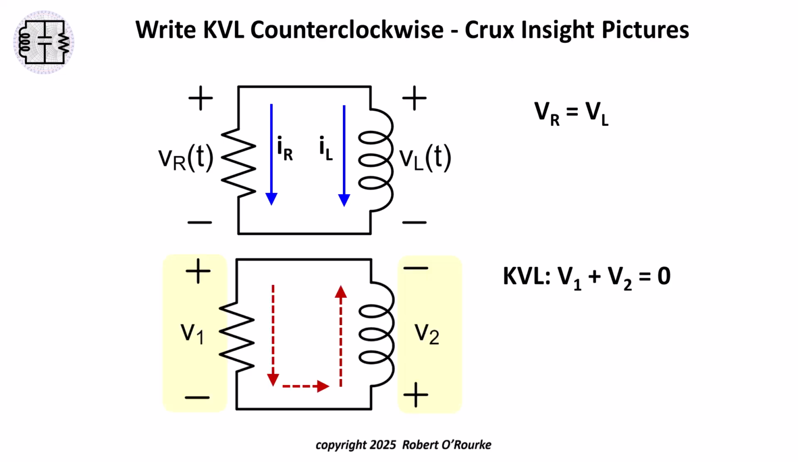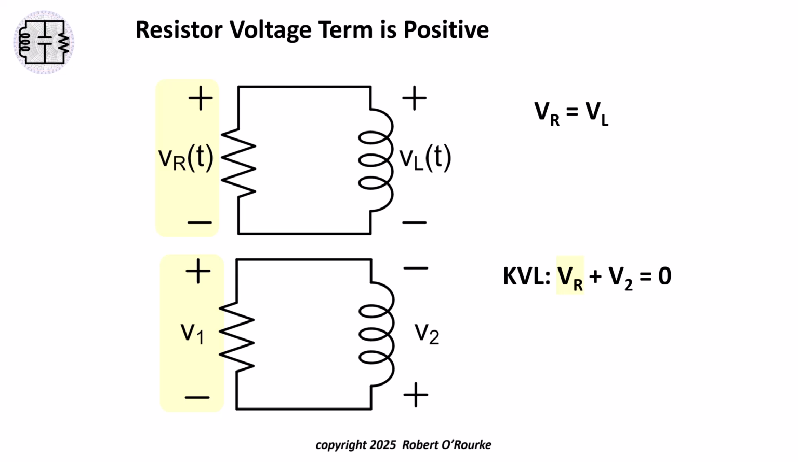Write Kirchhoff's voltage law for this circuit, starting in the upper left and proceeding counterclockwise around the loop, as shown by the red dashed arrows. This voltage summation establishes a reference polarity where V1 and V2 are both positive in the KVL equation V1 plus V2 equals 0. Going into more detail on this analysis, relate V1 to V sub R and V2 to V sub L. The polarity of V1 matches the polarity of V sub R, so the V1 term in the KVL equation can be replaced with V sub R.